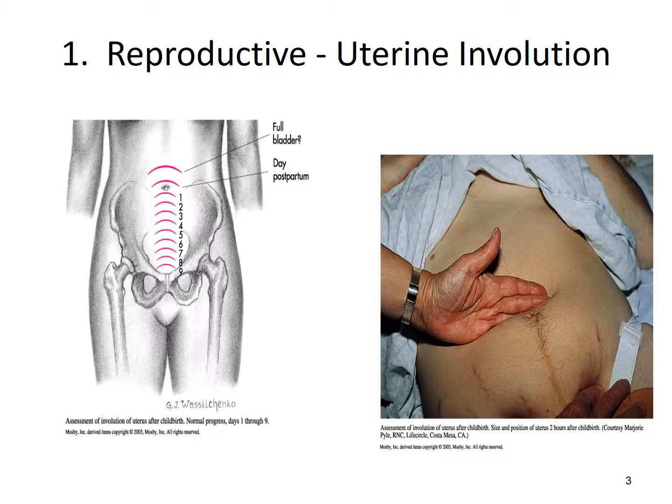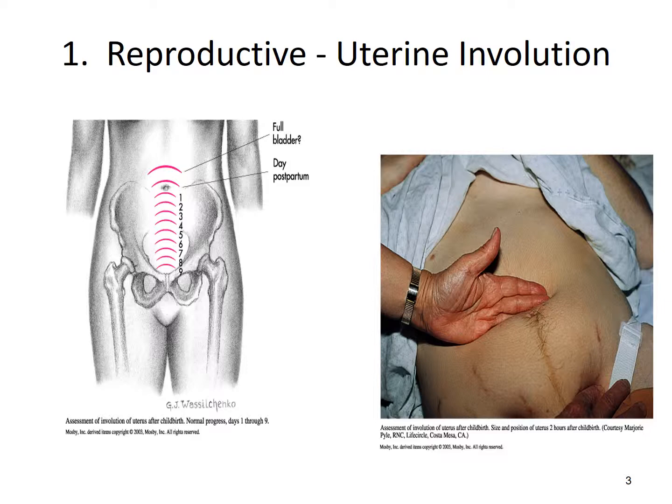We are assessing for three things. We're looking for tone. Is the uterus firm or boggy? We're looking for position. Is it midline or deviated? We're also looking for height. Where is the top of the fundus as it is compared to the patient's umbilicus?